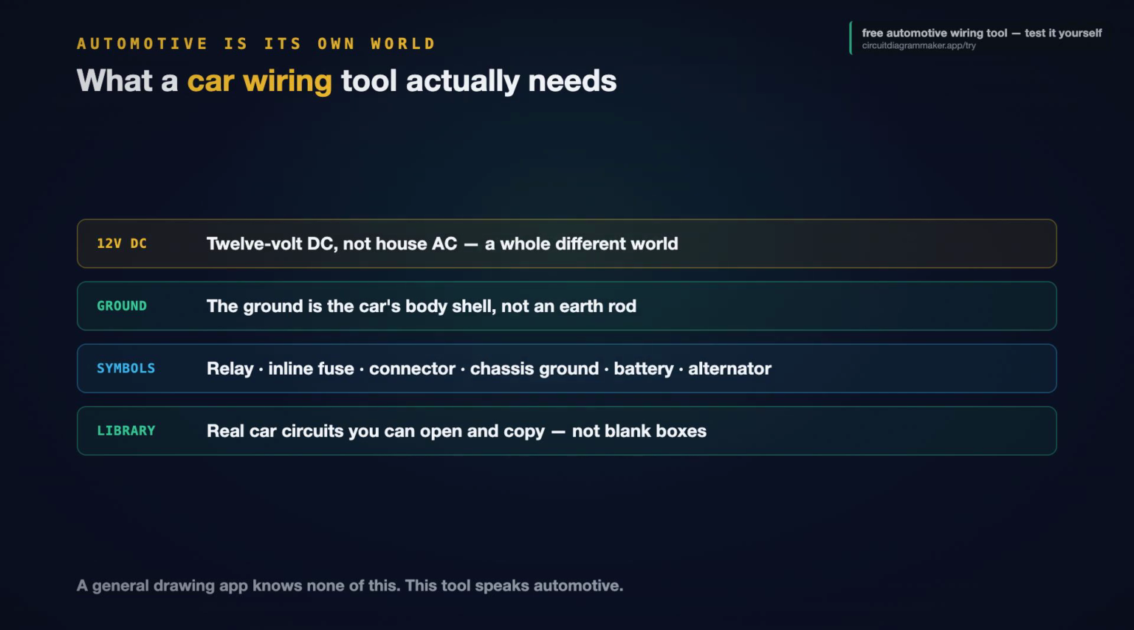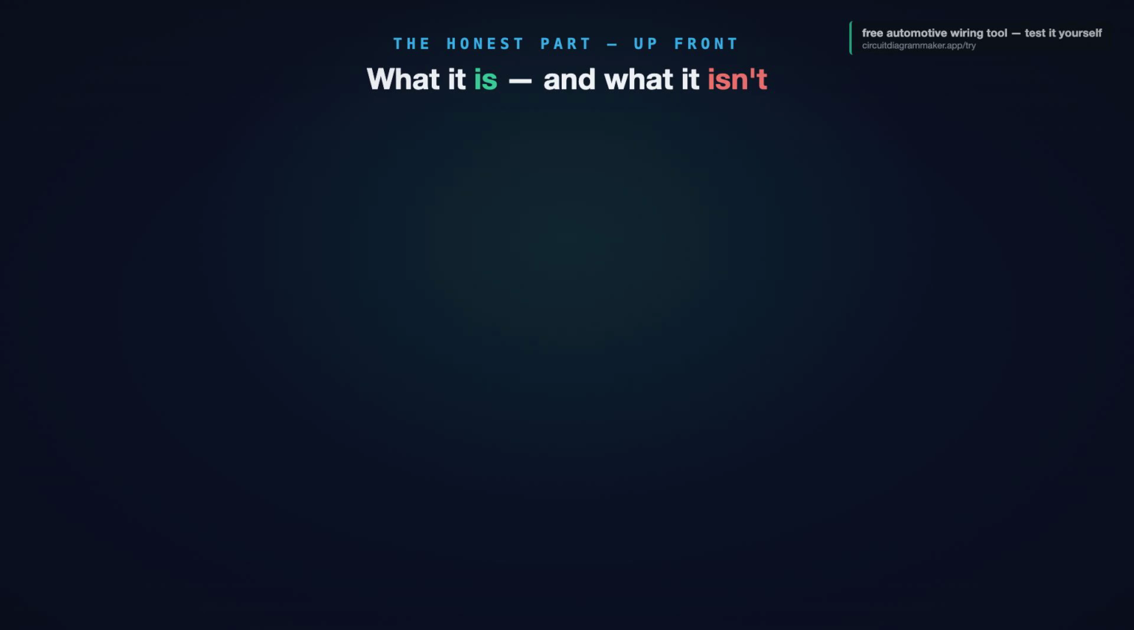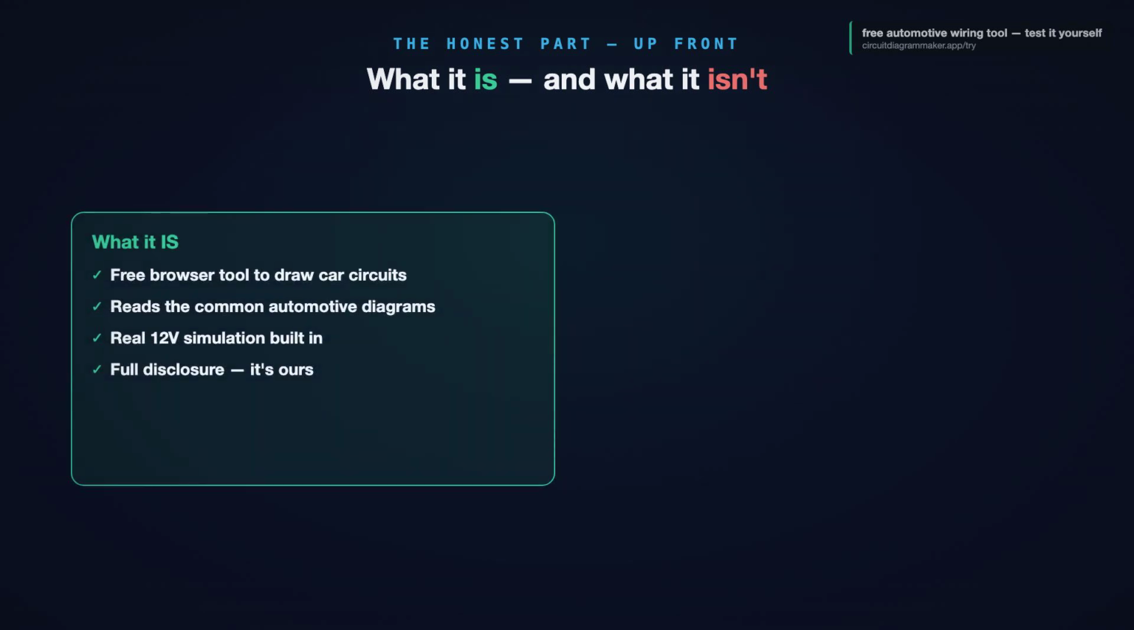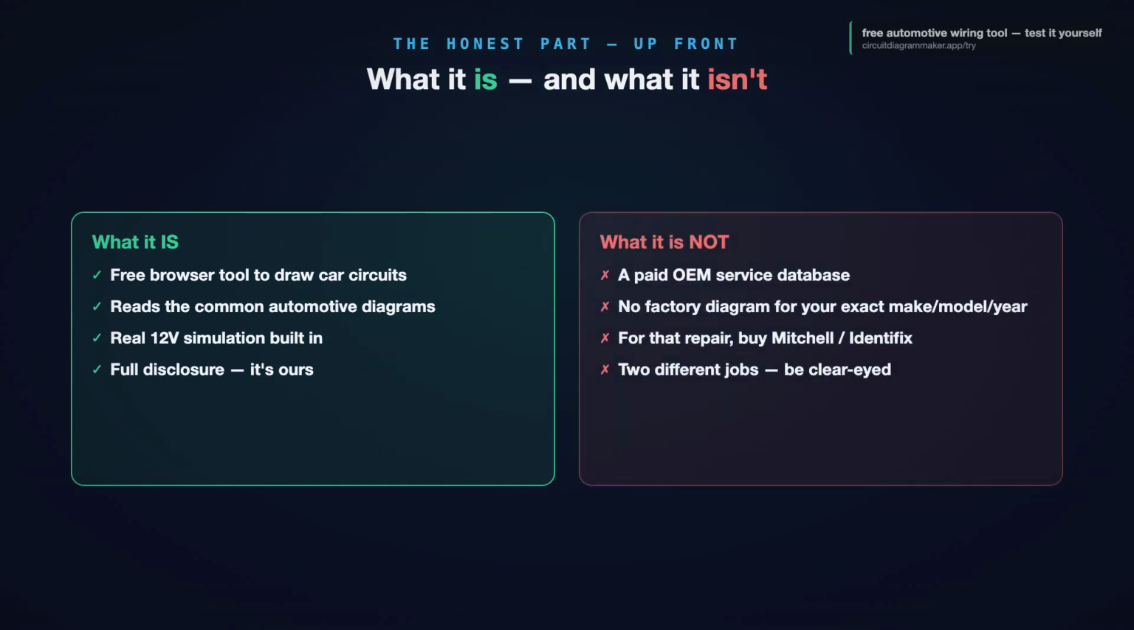The honest part first, because you deserve it. This is a free browser tool for drawing and reading automotive wiring diagrams, with a live simulation built in. Full disclosure, it is ours. What it is not is a paid OEM service database. It does not hand you the factory wiring diagram for your exact make, model, and year. That is what a subscription like Mitchell or Identifix sells, and if you need the original harness for a repair, buy that. This tool is for drawing your own circuits and reading the common ones. Two different jobs. Now the tool.